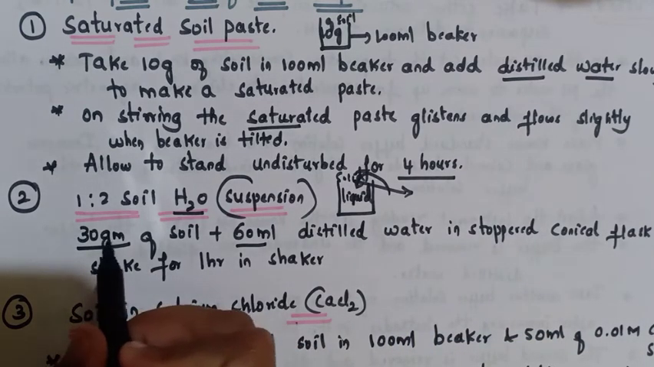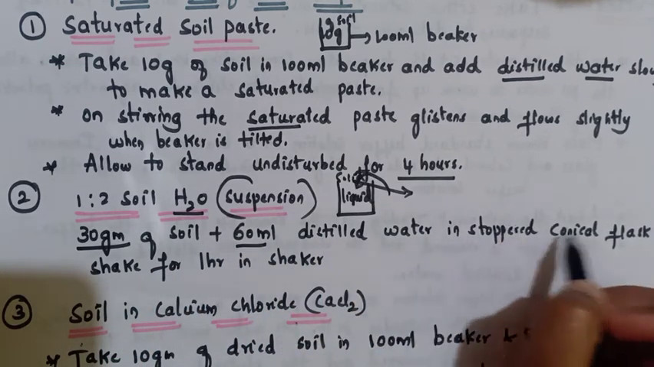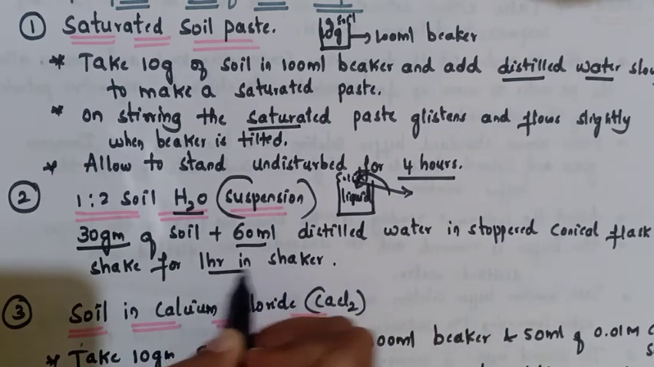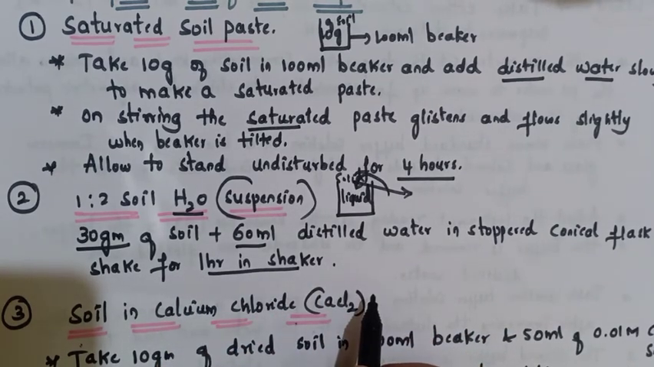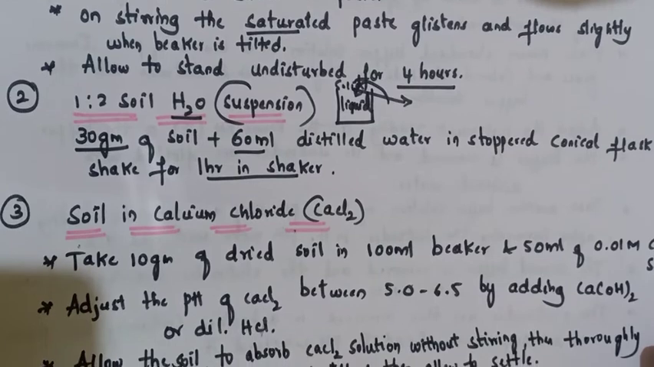Here we have taken 30 grams of soil plus 60 ml of distilled water in a stoppered conical flask and shake for 1 hour in a shaker. This is about the second soil sample preparation. Then coming to the third type, that is soil in calcium chloride.